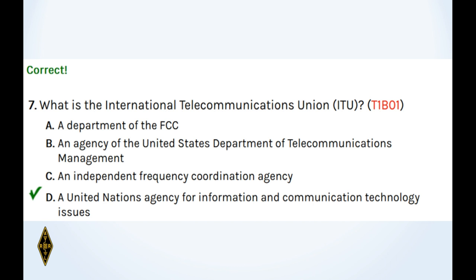And what is the International Telecommunications Union? Based in Geneva, Switzerland, they're a United Nations agency for information and communication technology issues.